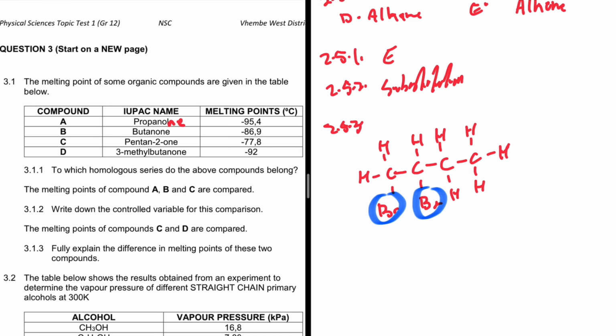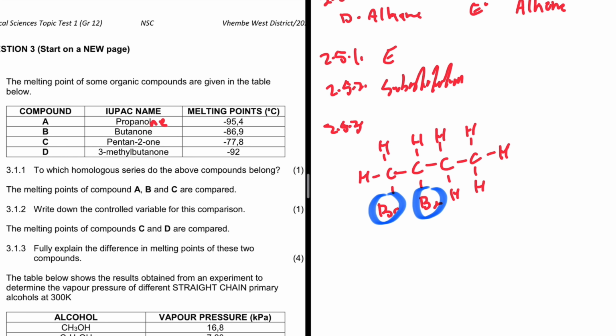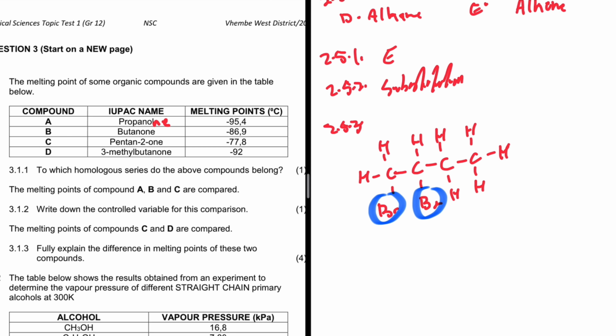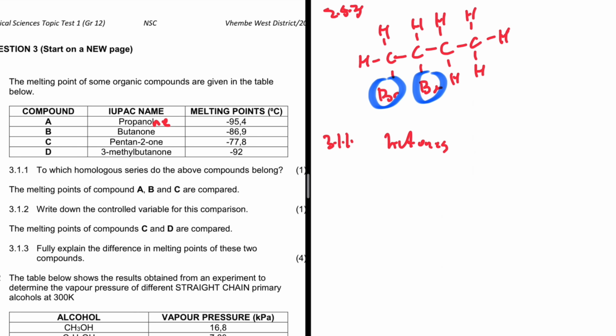A is not propanol, it is propanone. The first question is: to which homologous series do the above compounds belong? If A is propanol, you can see the issue that arises, right? Do you say alcohols or do you say ketones? But if A is propanone, then the answer is simply ketones. That is the homologous series to which they belong.